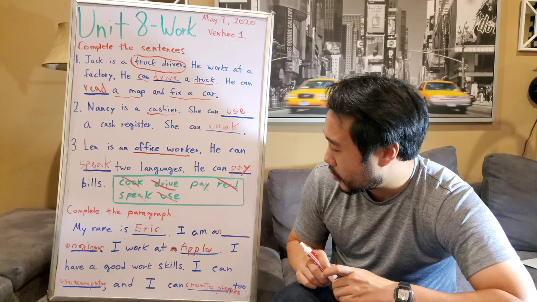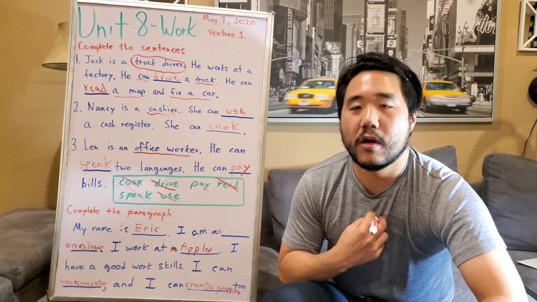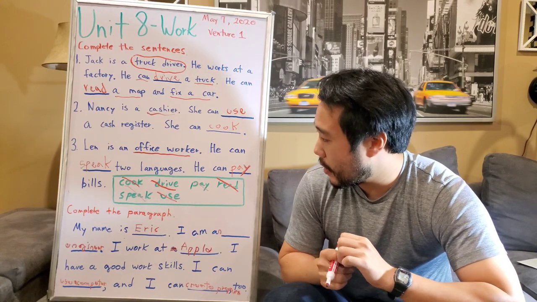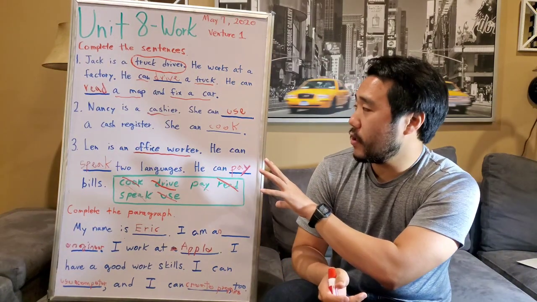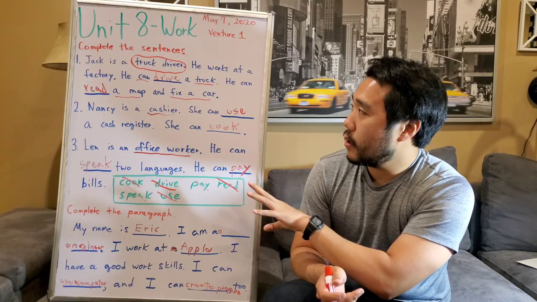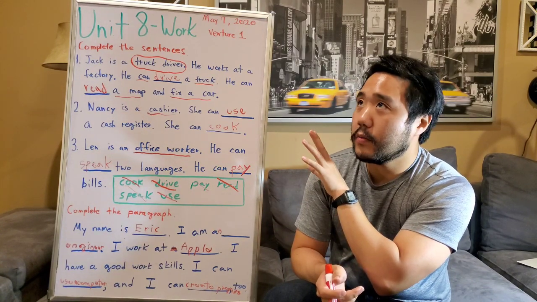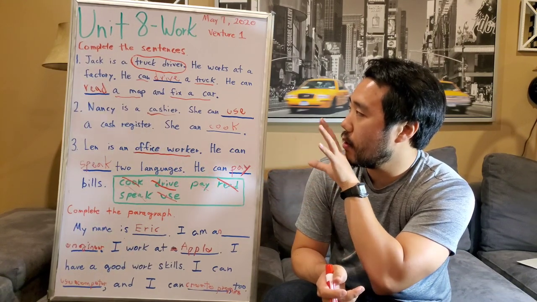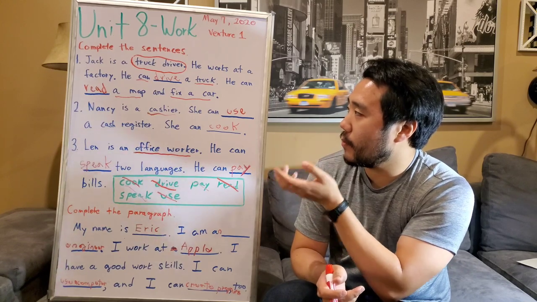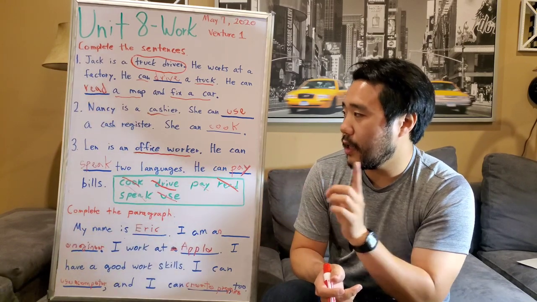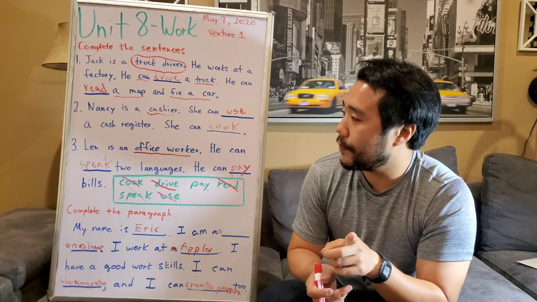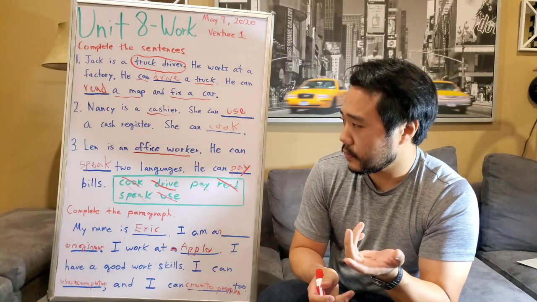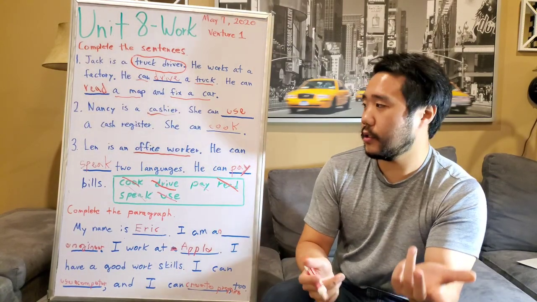So this is how I completed the paragraph. I hope you did it a little bit differently. Okay, so this is for the writing part, for part one of the video. This is an exercise for practicing writing about skills. Okay, and now we're going to do exercises for filling out a job application.